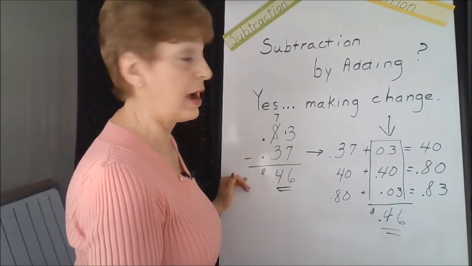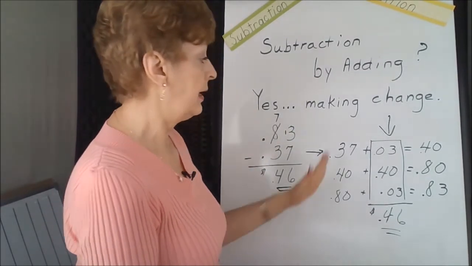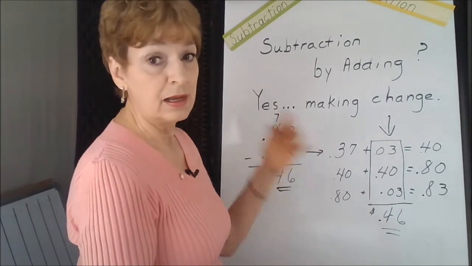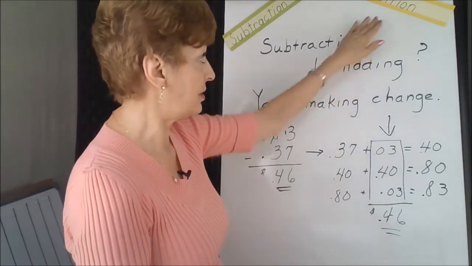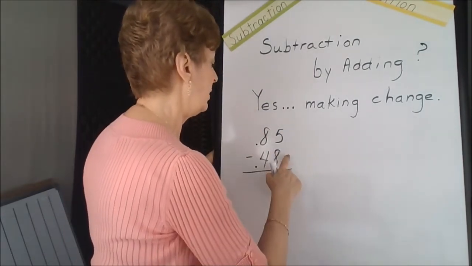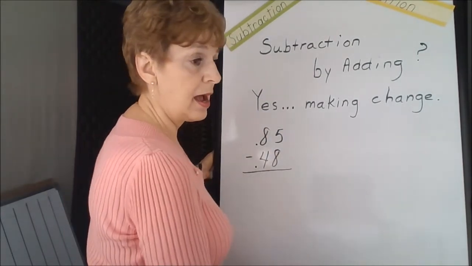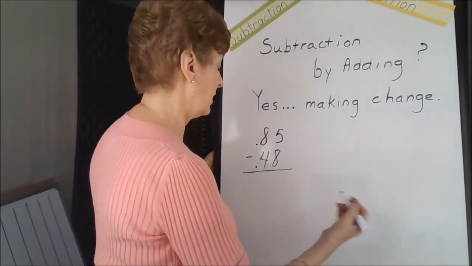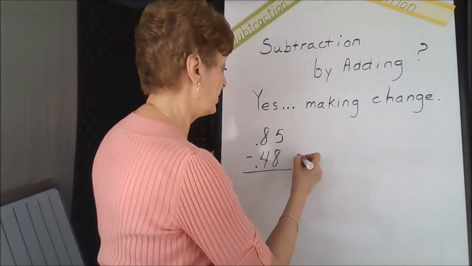In this problem, we were thinking subtraction. In this problem, we were thinking step-by-step addition. So this is subtraction by adding. You have 85 cents in your pocket. You buy something for 48 cents. How much change will you still have in your pocket when your purchase is made?